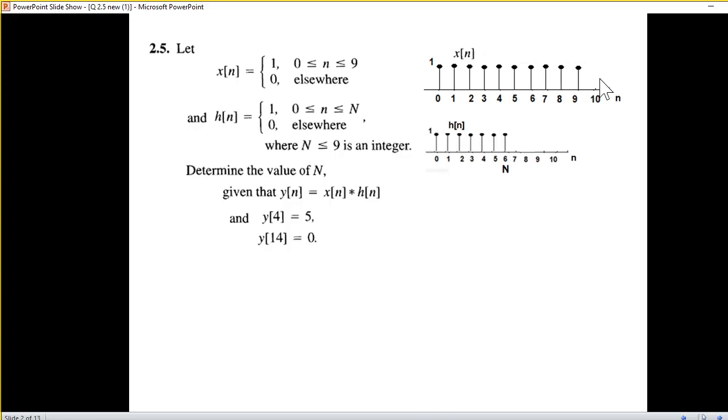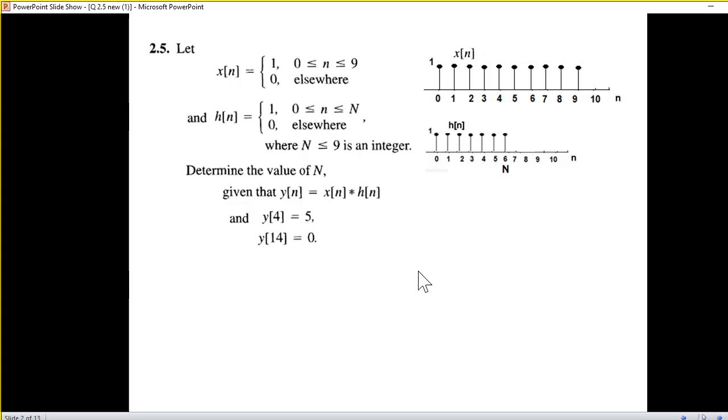And we can just draw the line diagram. From 0 to 9, you can see we have the discrete signals of amplitude 1. This is representing x[n]. And for h[n], we have just selected an arbitrary value of N. Could be at 6, it could be at 4, it could be at 9. So I'm just taking one value and then we'll see how correct or incorrect we are.